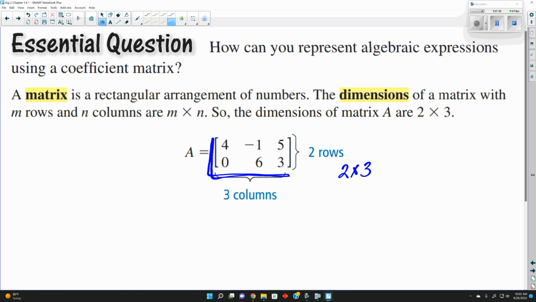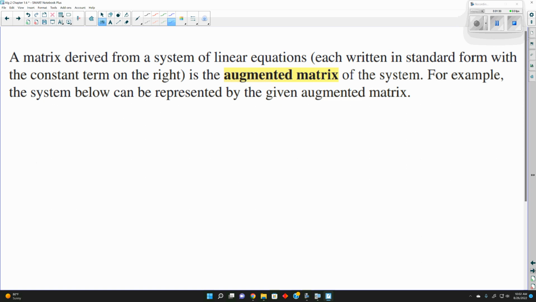Questions so far? A matrix derived from a system of linear equations, each written in standard form, with the constant terms on the right, is the augmented matrix of the system. For example, the system below can be represented by an augmented matrix.